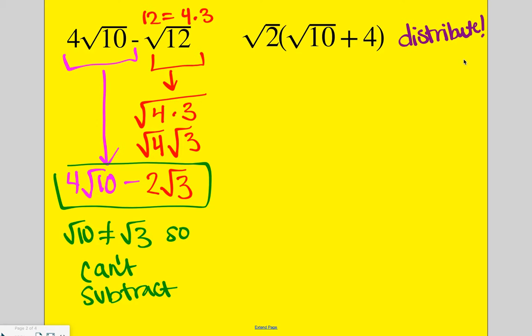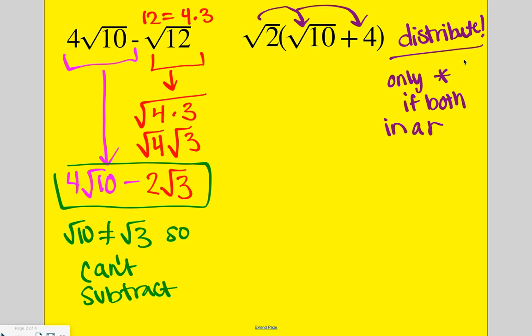Let's distribute. So take our square root of 2 and we have to multiply it to both of our terms in here. So we have a couple rules. You can only multiply if both are in a radical or outside of it. So we have 2 both in a radical, so we can multiply these.